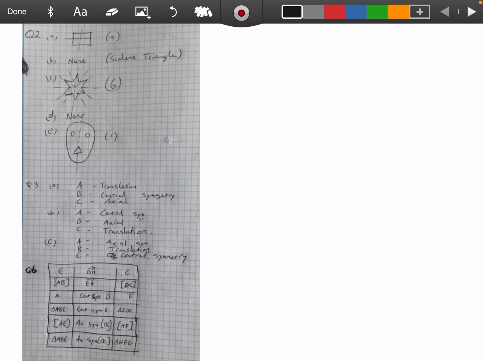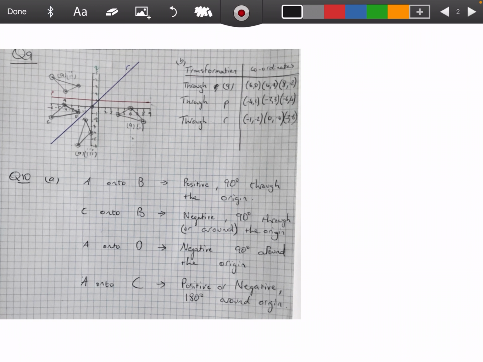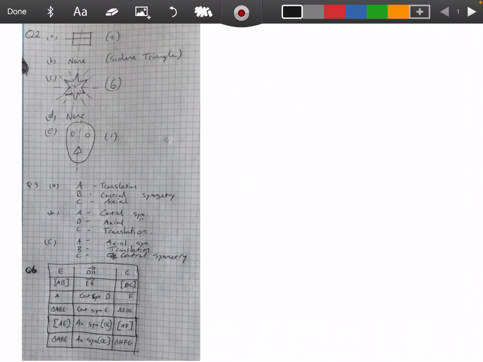Third years, I just wanted to run through a couple of the corrections from the problems that I posted for you to do on Monday. So we had questions 2, 3, 6, 9 and 10. I'm just going to run through corrections that I've done for each of these.